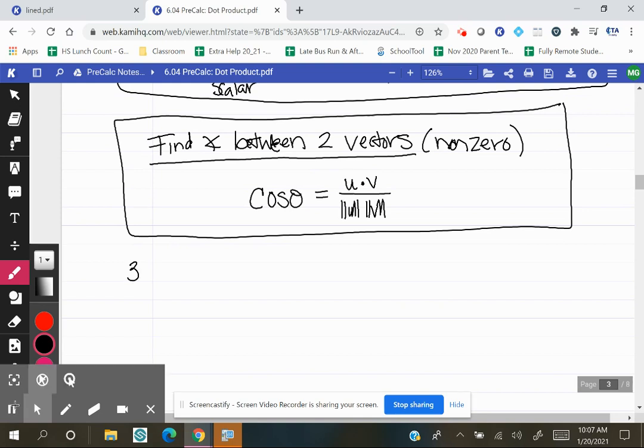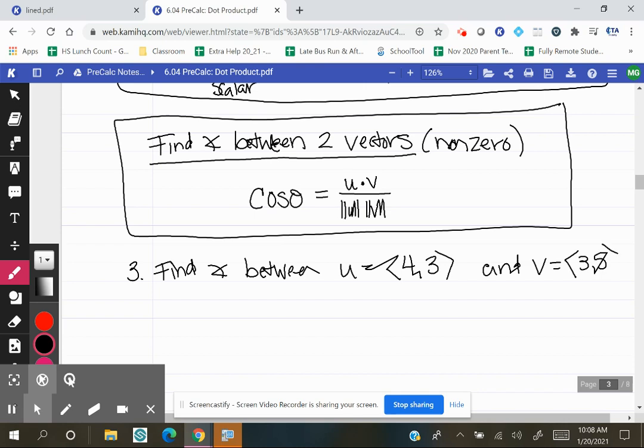All right, so let's do an example. Find the angle between vector u, which is 4, 3, and vector v, which is 3, 5. Make sure you draw a picture. And let's round to the nearest 1/10 of a degree.